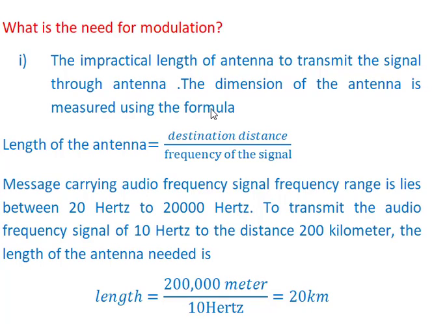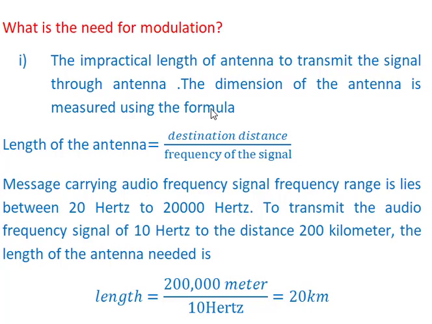It is the frequency of the signal. Suppose we have to transmit a 10 Hz of our data, our voice or our music to a distance of 200 km. So we need to design the length of the antenna to transmit 10 Hz of our data to a distance of 200 kilometers.